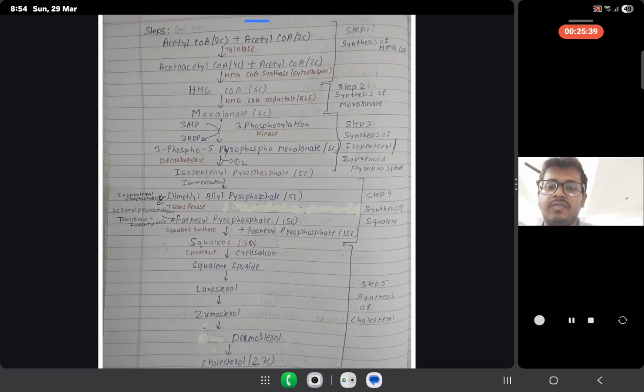We have discussed till now that HMG coenzyme A, a 6 carbon compound, is formed, and then in the presence of HMG coenzyme A reductase, the second step, mevalonate, is synthesized. So mevalonate is formed. Now the third step is synthesis of isopentenyl pyrophosphate.